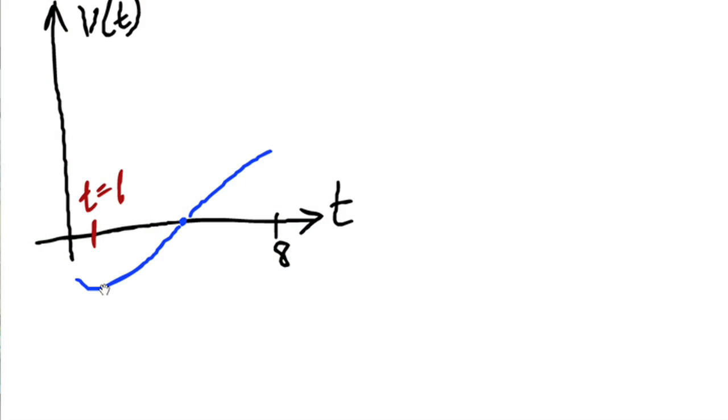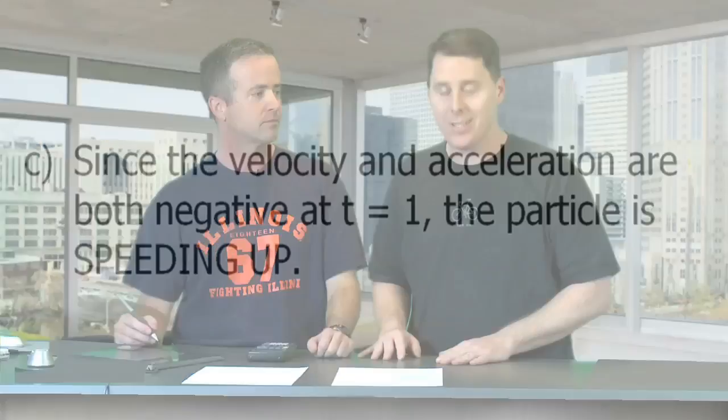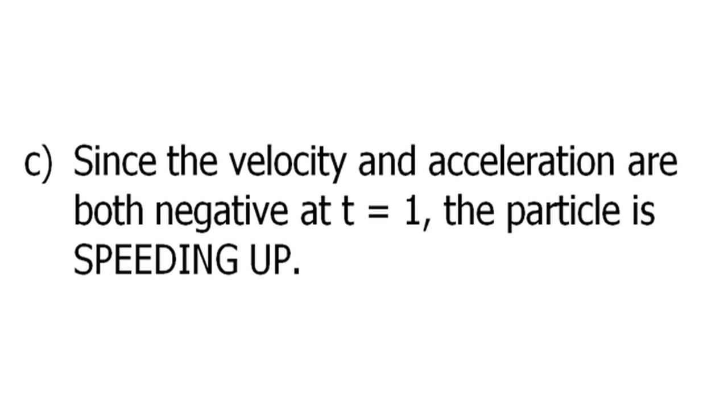If you look at our graph, you can see that at t equals 1, we have negative velocity since the velocity is below the axis. We have negative acceleration because the slope at t equals 1 is negative. And from our answer to part B, it came out negative 0.176. Great. So the perfect answer would be, since velocity and acceleration are both negative at time equals 1, the particle is speeding up. Perfect. Let's move on to part D.